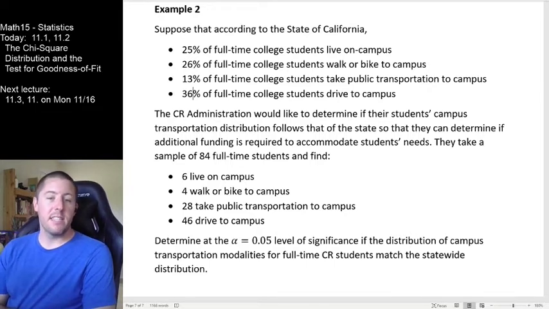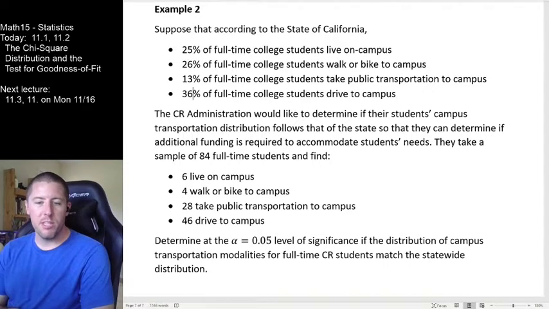They reported 6 of them lived on campus, 4 walked or biked to campus. I'm assuming those were bikers. 28 take public transportation, and 46 drove or got a ride in a car to campus. Let's go ahead and determine at the alpha equal 0.05 level of significance if the distribution of campus transportation modalities for full-time CR students matches that statewide distribution.